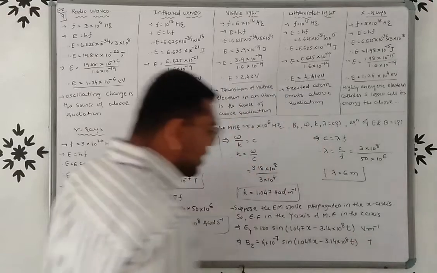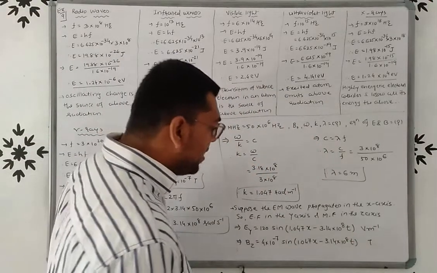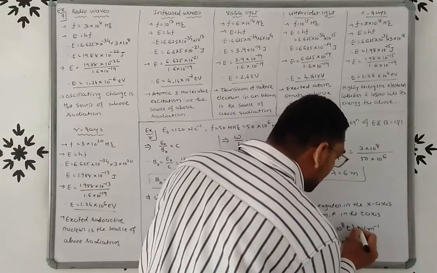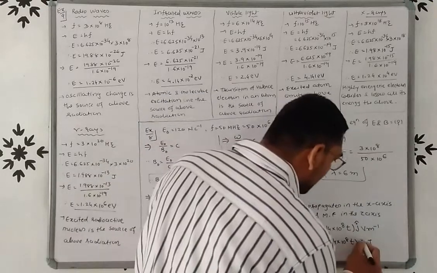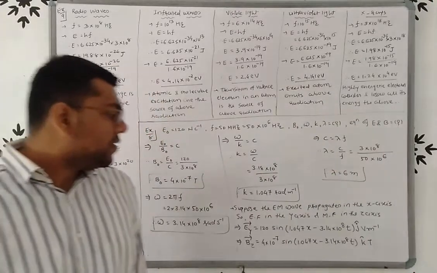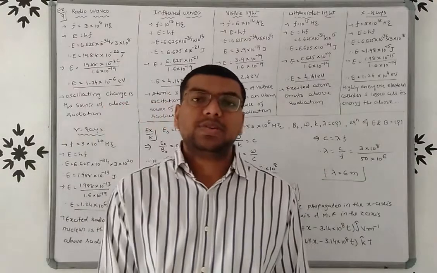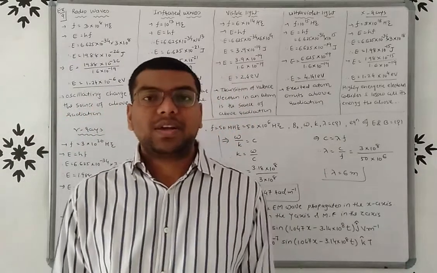This is in Tesla. If you want to write this electric and magnetic field in vector form, here for vector Ey we write j cap, and for vector Bz we write k cap. So this is the equation of the electric and magnetic field. So friends, this is about example 8. Okay friends, thanks.